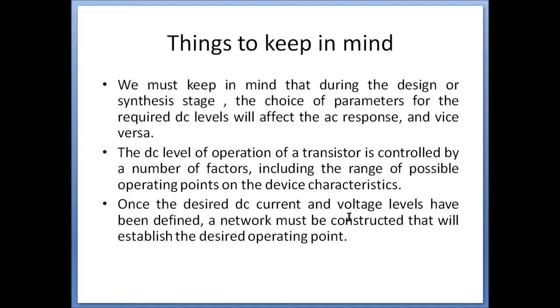During the design of a BJT amplifier, there are a few things we need to keep in mind. During the design or synthesis stage, the choice of parameters for the required DC levels will affect the AC response and vice versa. The DC level of operation of a transistor is controlled by a number of factors, including the range of possible operating points on the device characteristics. This we will see in the next slide. Once the desired DC current and voltage levels have been defined, a network must be constructed that will establish the desired operating point.